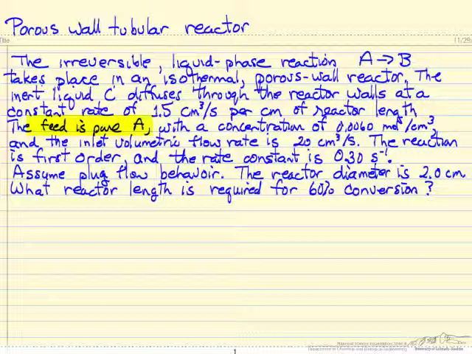We feed in pure A to the reactor, we're given the concentration, the volumetric flow rate, given the rate constant, first order reaction, we're going to assume it's plug flow, given a diameter reactor. The question is, what length of reactor do we need for 60% conversion? And in the model, of course, we have to take into account that we have this inert flowing through the reactor, diluting our reactant, and also speeding up the flow through the reactor.